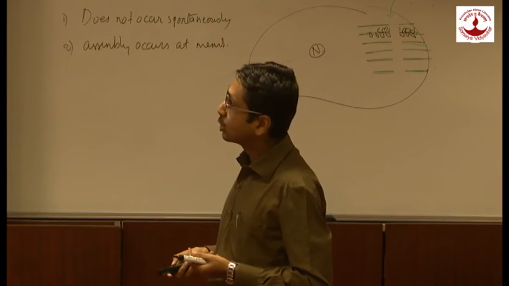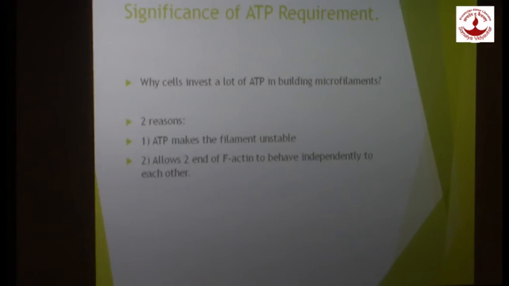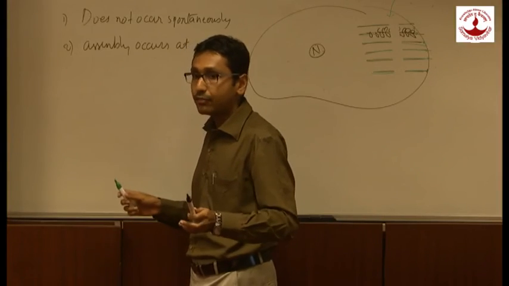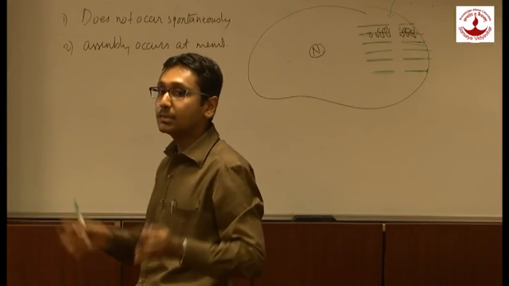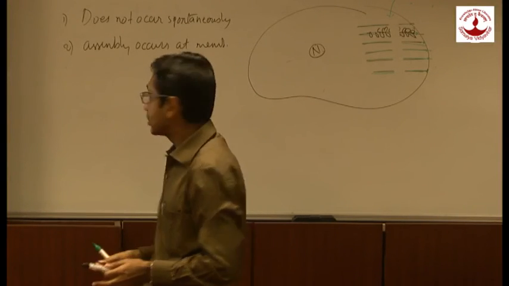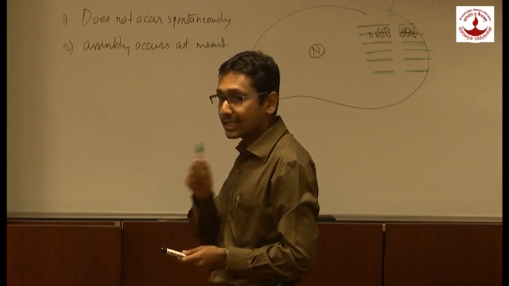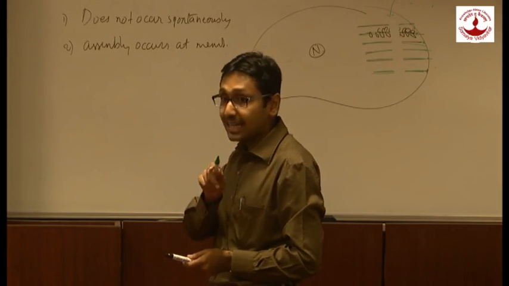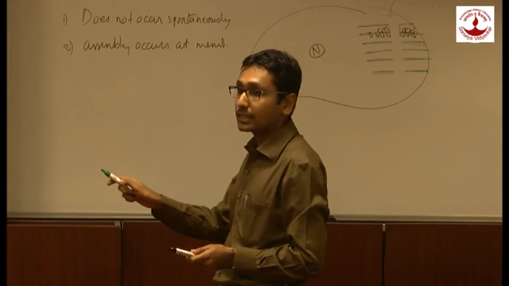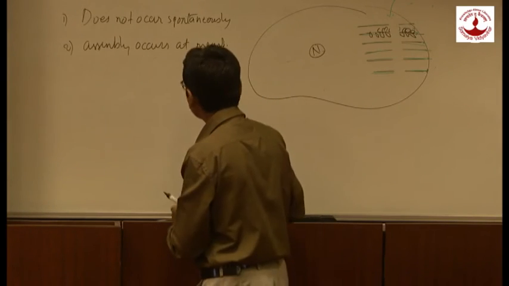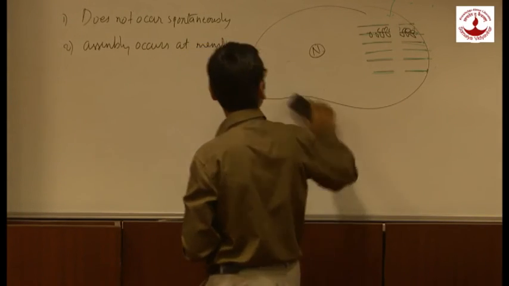The second is to allow the two ends of F actin to behave independently of each other. For that, we will compare a hypothetical situation, a graph where the cytoskeleton system does not have any ATP. How do the two ends behave then? As I said, the steady state is known as assembly, and the plus end is the preferred end. The assembly occurs 10 times faster at the plus end as compared to the minus end. We will see a quick graph.